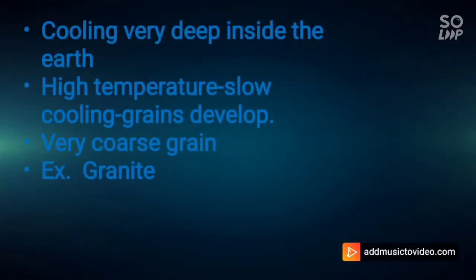They cool very deep inside the earth. As you go deeper, there is a high temperature, so there is slow cooling and grains are developed. They have very coarse grains. An example is granite. So what are plutonic igneous rocks? Plutonic igneous rocks are the ones which form deep inside the earth.